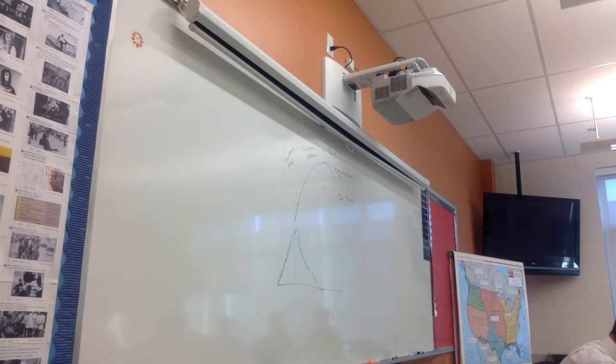Total cost is the sum of those two. And marginal cost is the additional cost to produce one additional output. Wait, that's total cost? Additional. Total cost is the sum of fixed and variable. And marginal is the additional cost to produce one more output, one additional output.